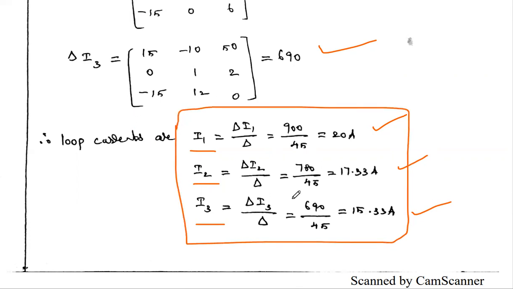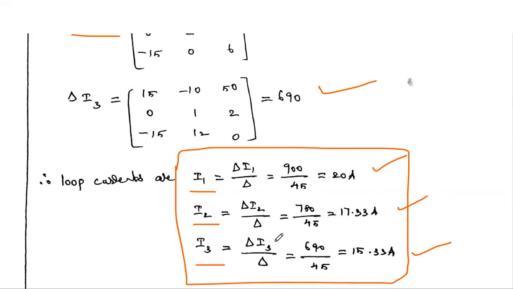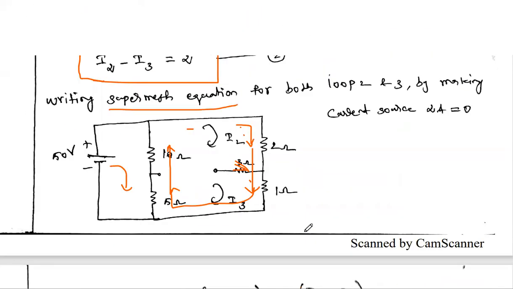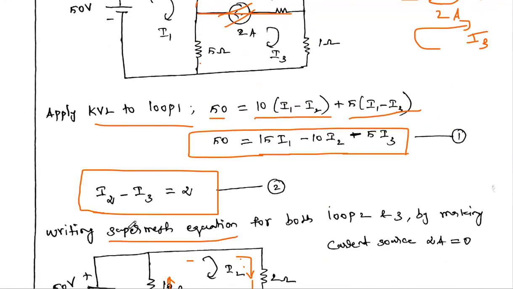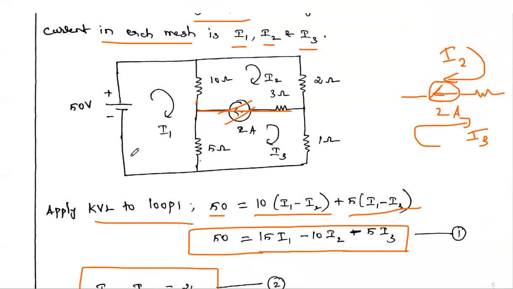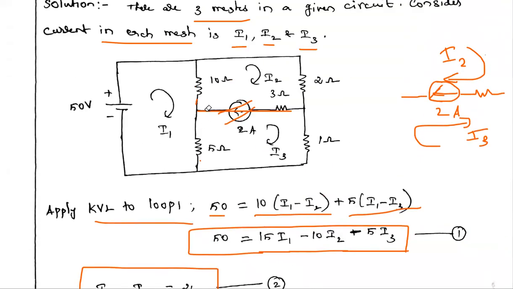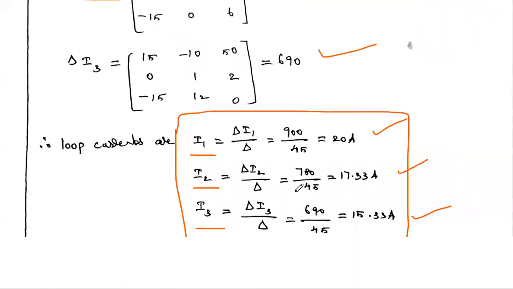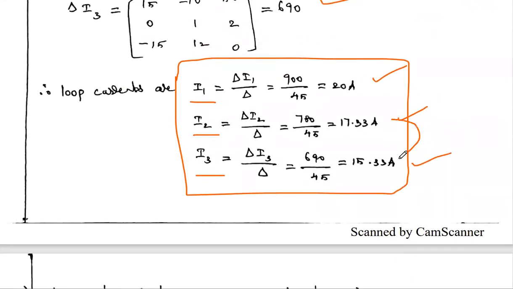Now you can check the answer. How to check: the difference between loop 2 and loop 3, I2 minus I3, is always equal to 2, since in between the second loop and third loop, the 2 amp current source is connected. So I2 minus I3 is equal to 2. So you see the answers. You just subtract I2 and I3, 17.33 minus 15.33, we get 2 amps. Okay, so our answer is correct.